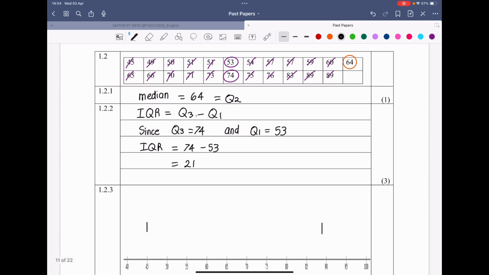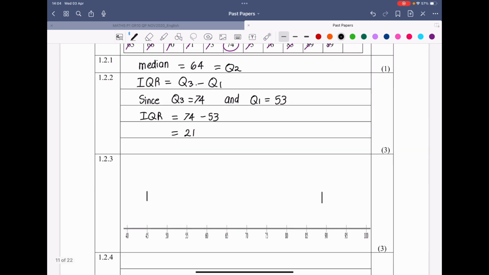Then I want to mark my Q1 and my Q3. So we found that the Q3 was 74, which is about here. And then the Q1 was 53, which is about here. And then my Q2, which is my median, is 64, which is about here. Okay, so I joined the Q1 and the Q2 and the Q3 in the box. And then my whiskers are just going to be the lines that join my min and my max.